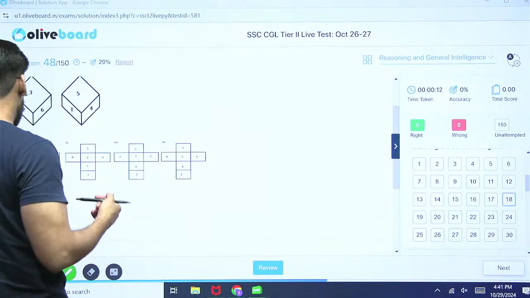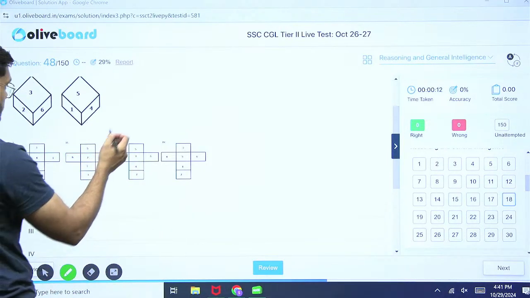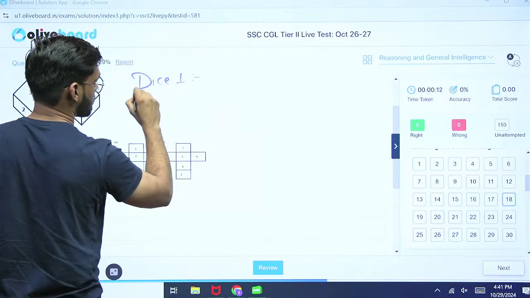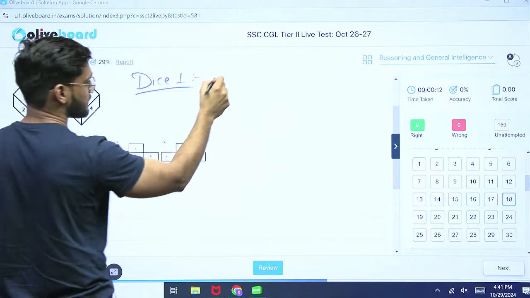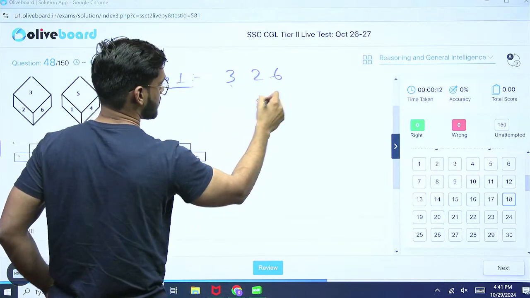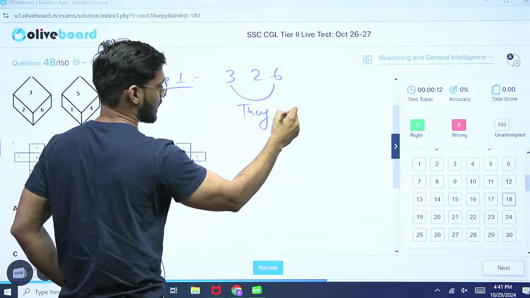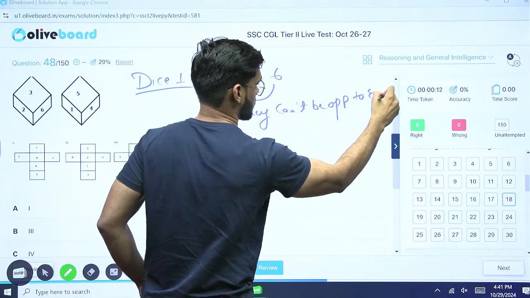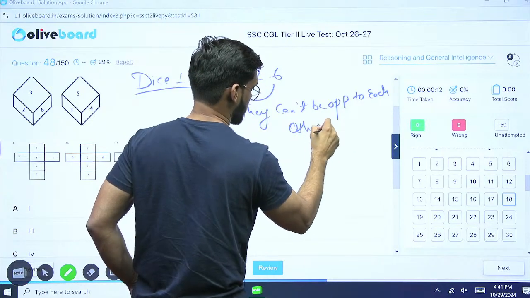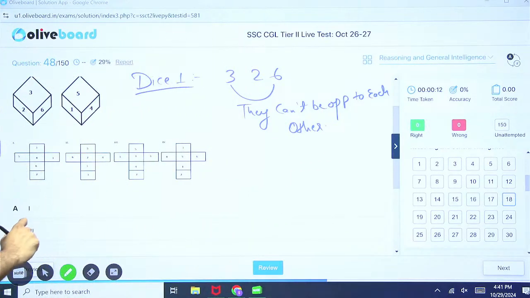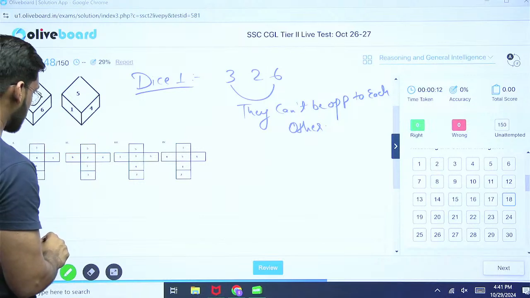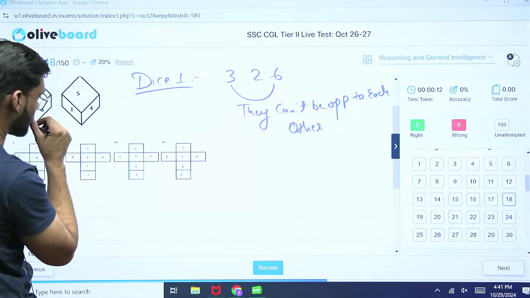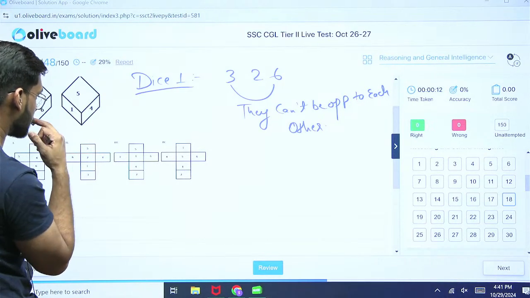Okay, if we see according to dice 1, 3, 2 and 6 are adjacent, so they can't be opposite to each other, because they are the adjacent ones, right? And 5, 1 and 4 are adjacent, so they can't be opposite. So how many can we eliminate?